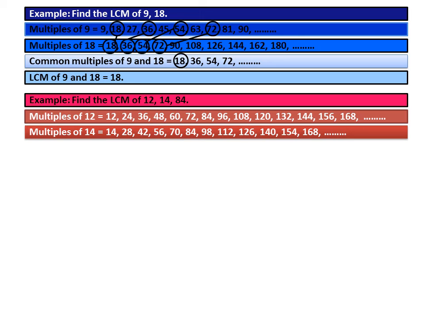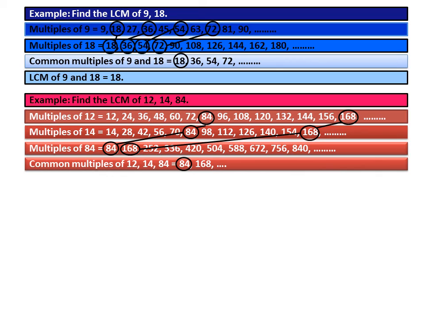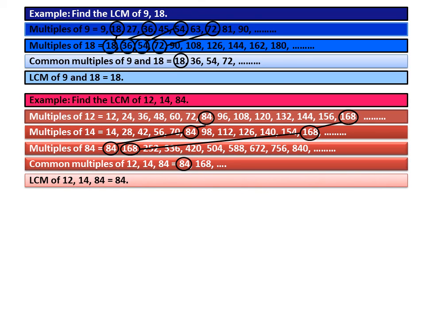Multiples of 84 are 84, 168, 252, 336, 420, 504, 588, 672, 756, 840 and so on. So the common multiples of 12, 14 and 84 are 84, 168 and so on. Thus the LCM of 12, 14 and 84 is 84.